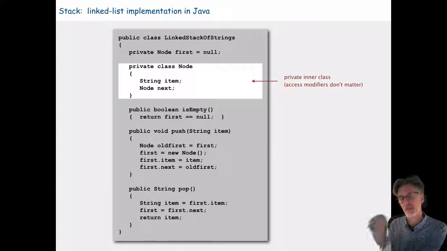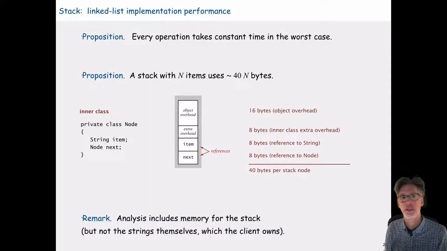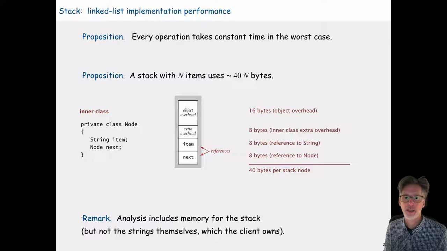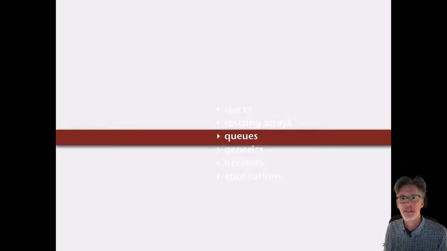Then we're going to have another bit of storage for each node. So we end up having some overhead, and there's a fair amount of that here because each object has 16 bytes of overhead, and then some extra stuff. And here, the actual bytes to store the pointers. So anyway, you can get the idea. We'll use about 40 bytes for each item, and that's the amount of storage required. Okay, so that's a stack.